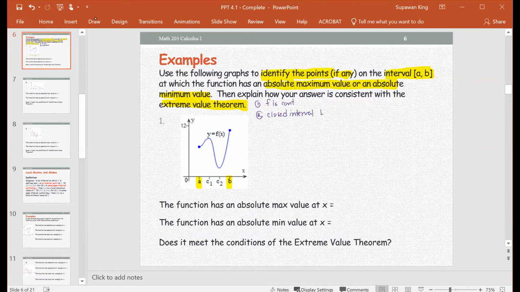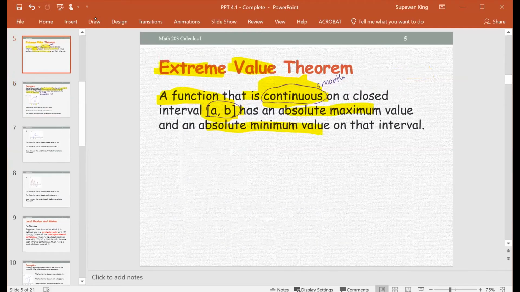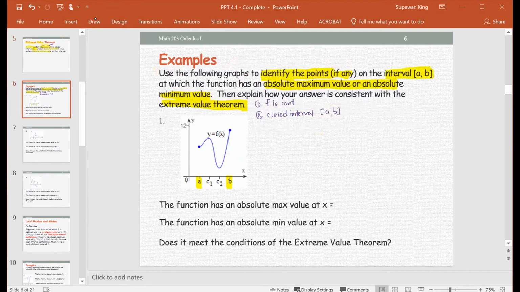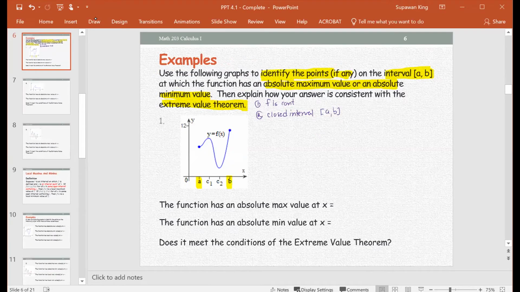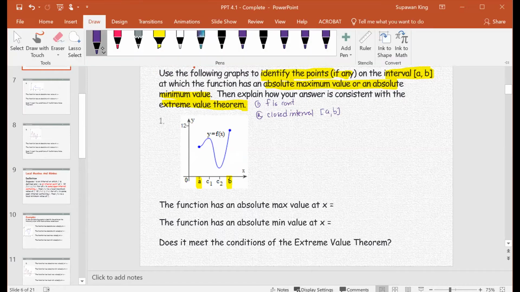Okay, closed interval AB. As you see here, the function is continuous on the closed interval AB. If you have these two properties, the theorem guarantees that you're going to have an absolute max and an absolute min. And what you have to do after that is identify what point gives you the absolute max, and what point gives you the absolute min.